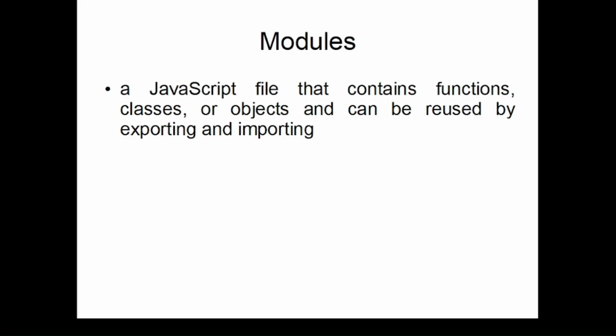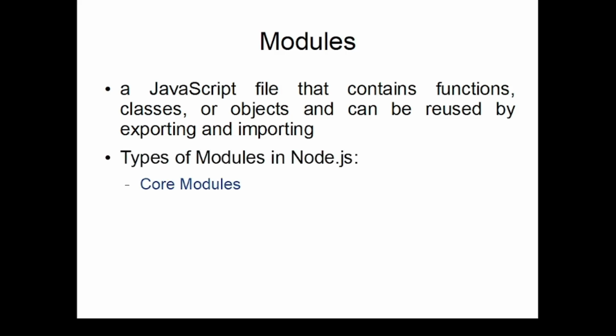So let's try to understand what the different types of modules are. The first type is core modules. The core modules are the built-in modules provided by Node.js. There is no need for any kind of installation. The second one is a local module. These are custom modules created by the developer in separate files. These are not the ones which are already available.